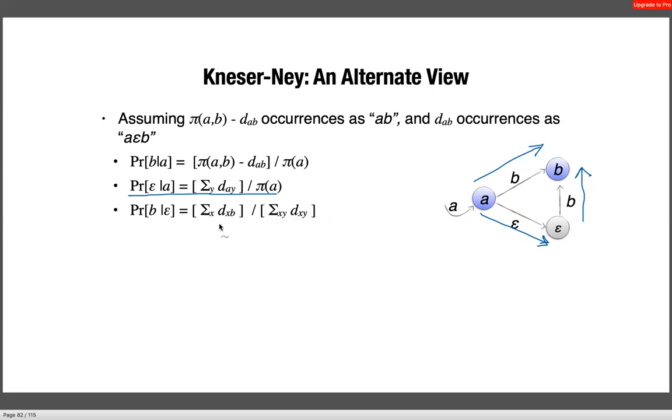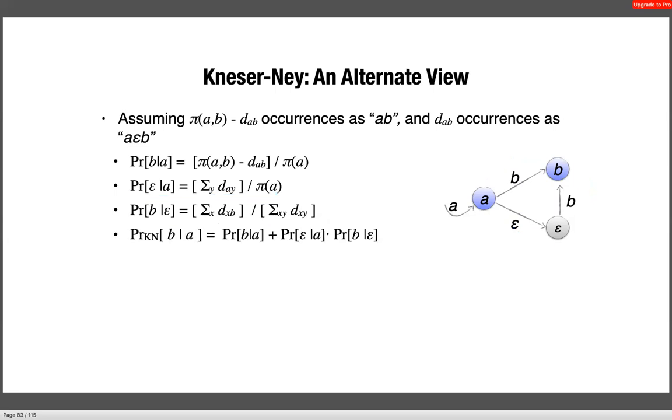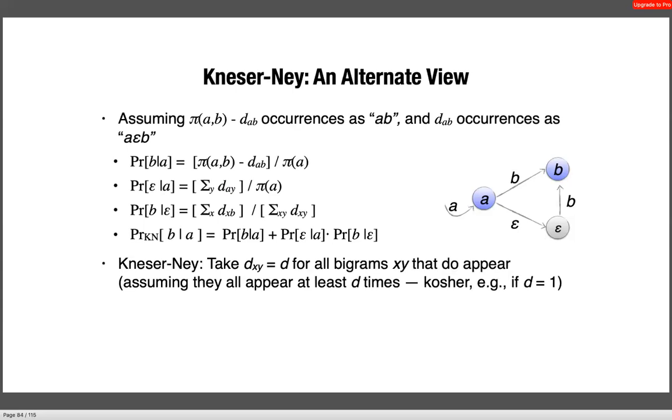Okay, so that's what appears in my denominator. So what is my Kneser-Ney smoothed probability? It would be the probability of B given A plus the probability of epsilon given A times the probability of B given epsilon. So I'm essentially summing over both these probabilities. Okay, and so what would this concretely work out to?